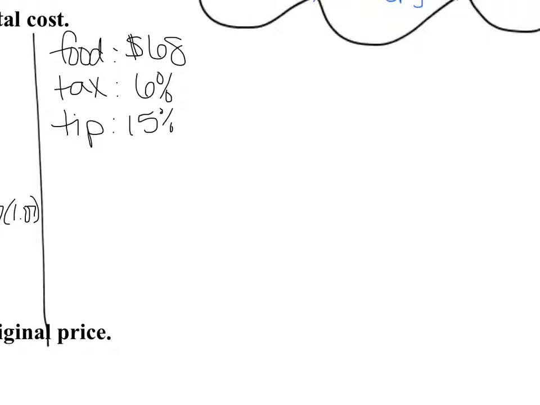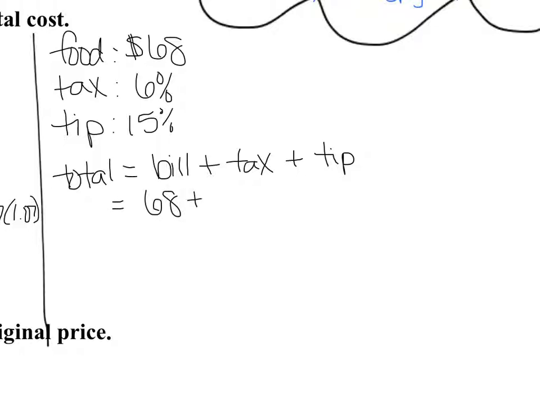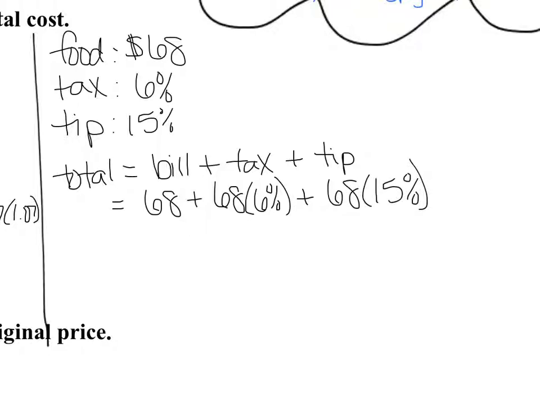I need to take the bill. So to find the total, I'm going to have to take the bill plus the tax, which is what we found earlier in the last problem, plus my tip. And we're going to find the tip the same way as we found the tax. So we're going to take my bill, which was $68, plus, in order to find the tax, 6% of 68, plus I'm going to tip 15% of my food bill. So the 6% and the 15% is of whatever your food costs.